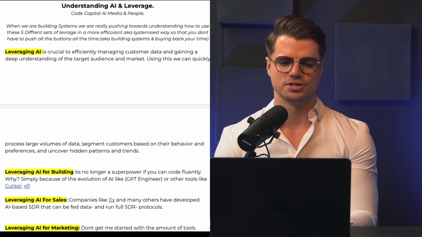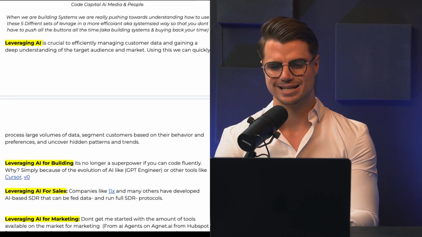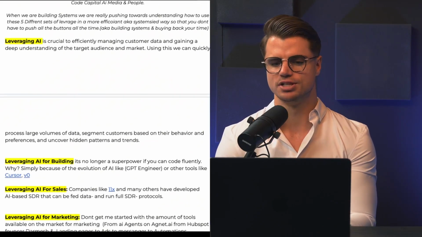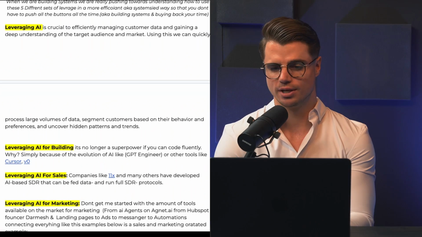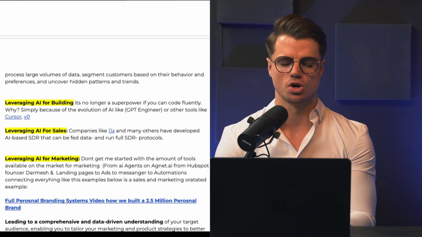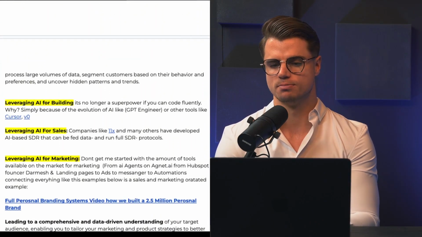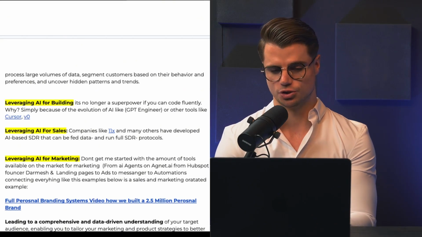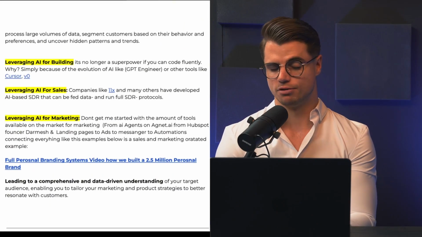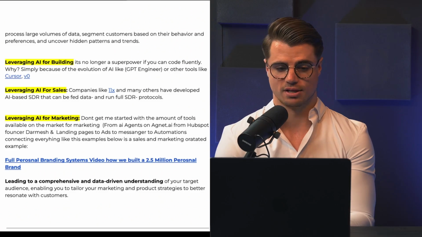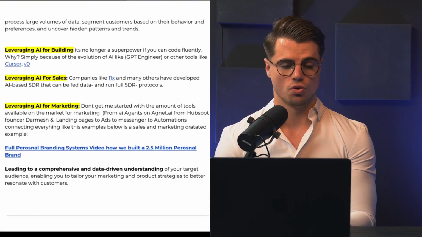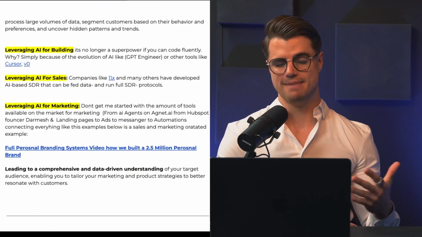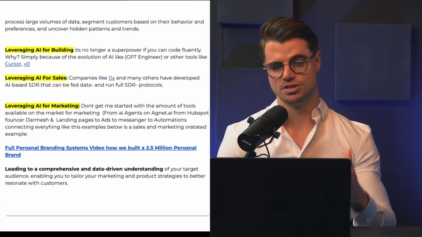Now, leveraging AI is crucial in efficiently managing customer data and gaining a deep understanding of the target audience and the market. Using this, we can quickly process large volumes of data, segment the customer base on their behaviors and their preferences, and uncover hidden patterns and trends. So we have leveraging AI for building, leveraging AI for sales, leveraging AI for marketing. There are so many different tools that are actively being built for these different verticals.